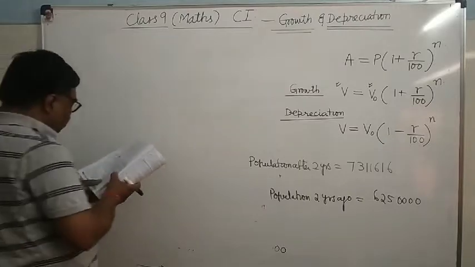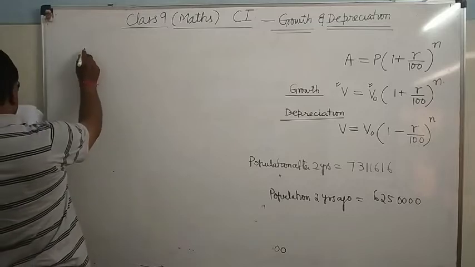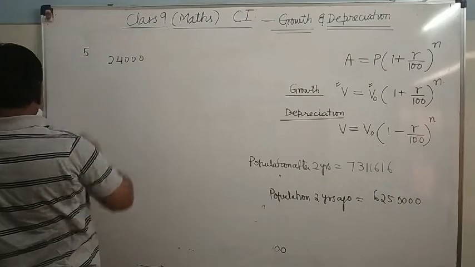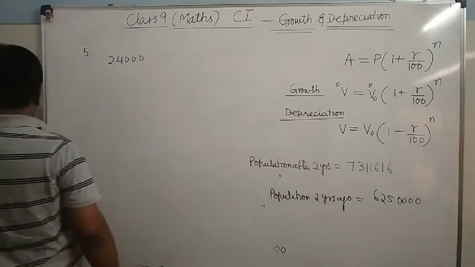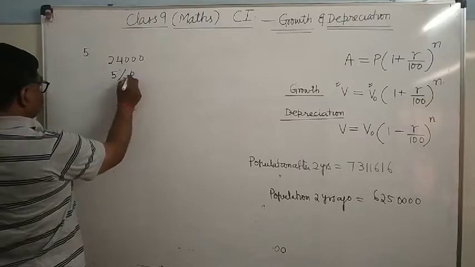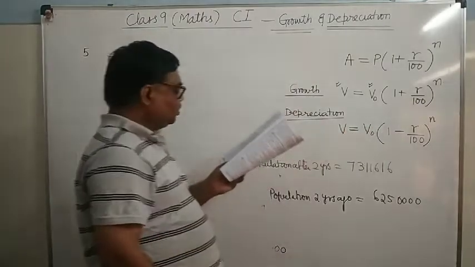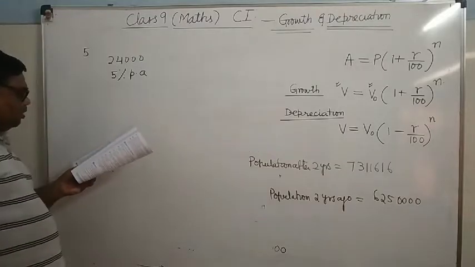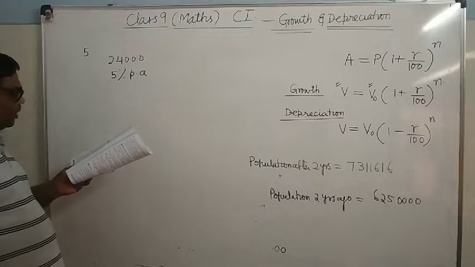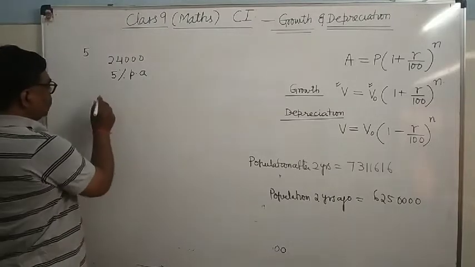Now see here, question number 5. Dinesh purchased a scooter for rupees 24,000. The value of the scooter is depreciating at the rate of 5% per annum. Depreciating means now you will use this formula. It's clear? 5% every year. Calculate its value after 3 years.